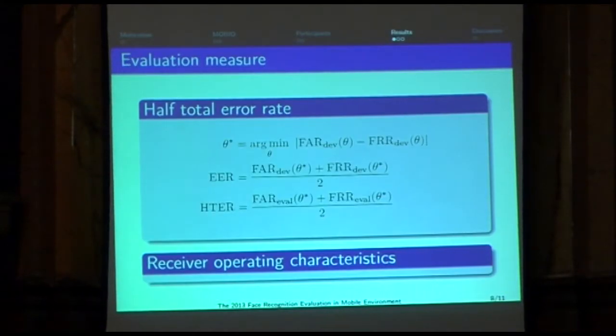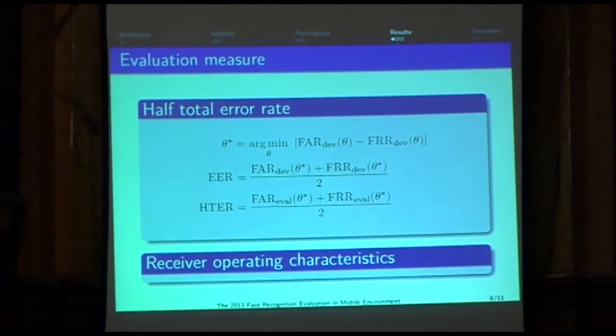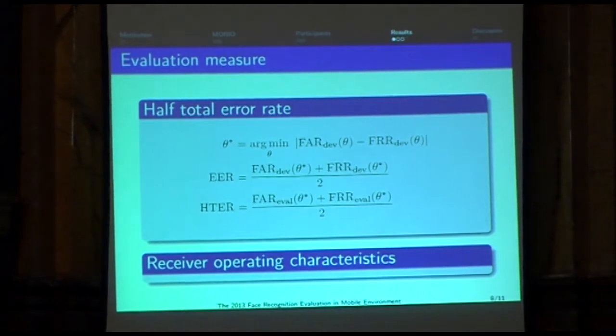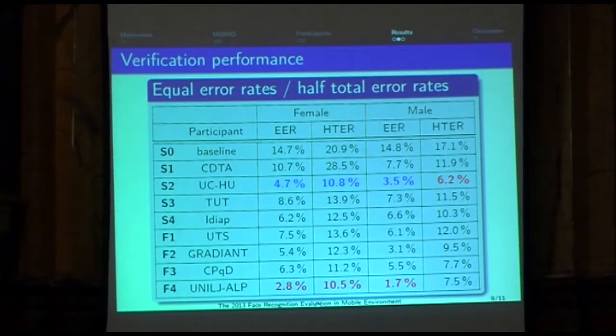The evaluation measure is based on the half-total error rate, or one of the evaluation measures. So to compute the half-total error rate on the evaluation set, one needs to have a threshold, and this threshold is estimated on the development set, based on the equal error rate on the development set. And then the equal error rate and the half-total error rate are computed as the average of the false acceptance rate and false rejection rate of these 2 sets. And we also show receiver operating characteristics to see if different operating points give other results.